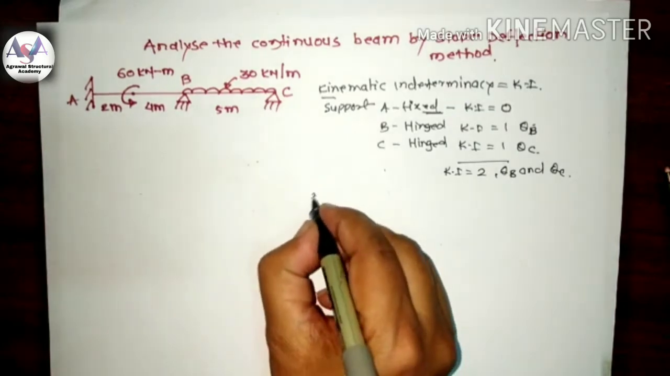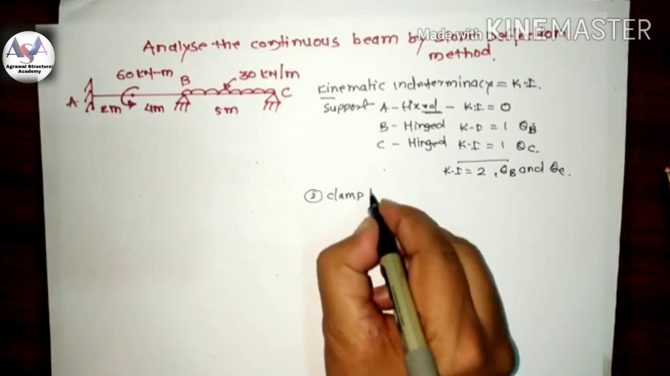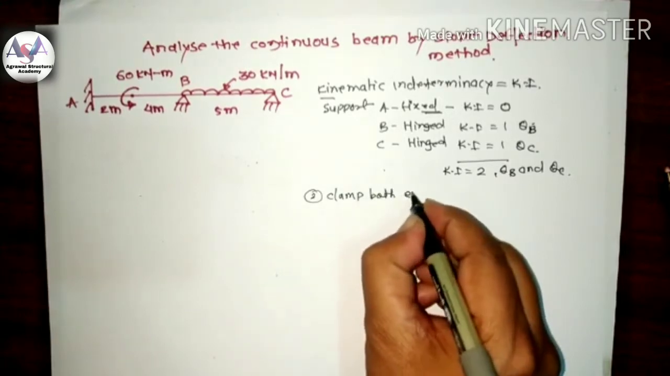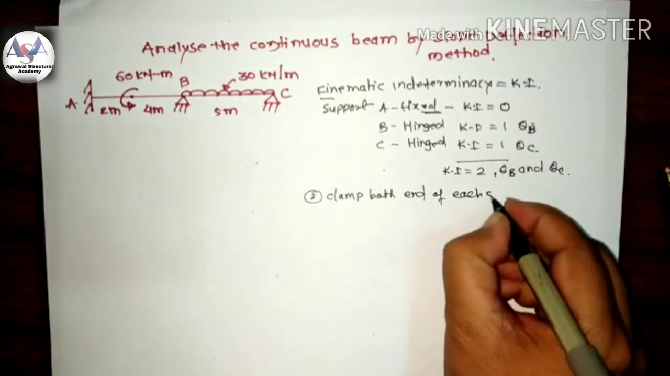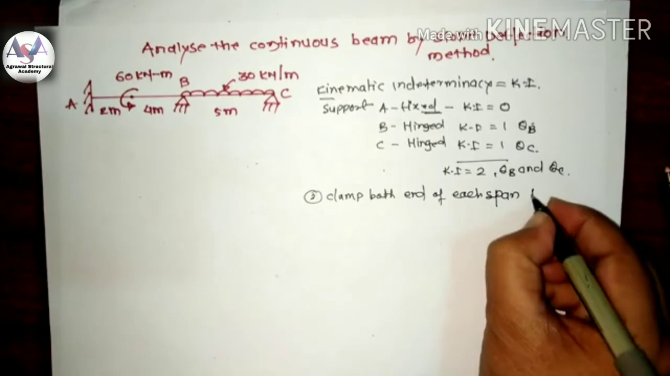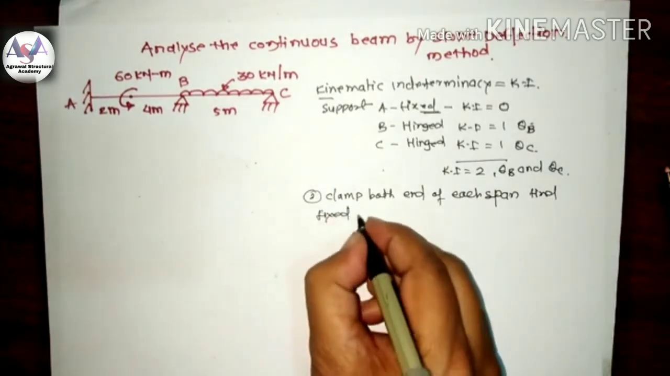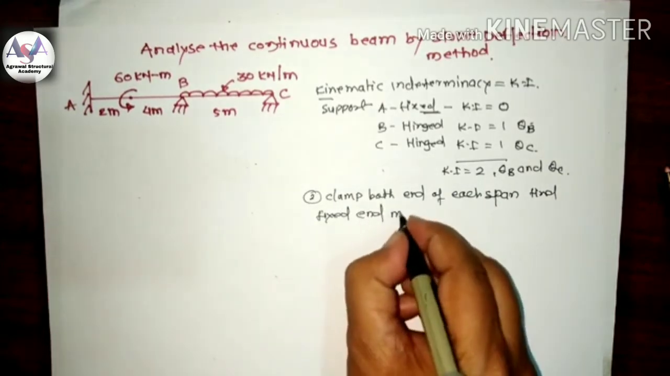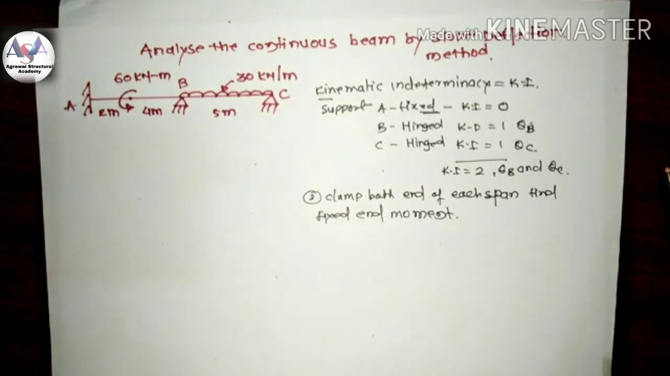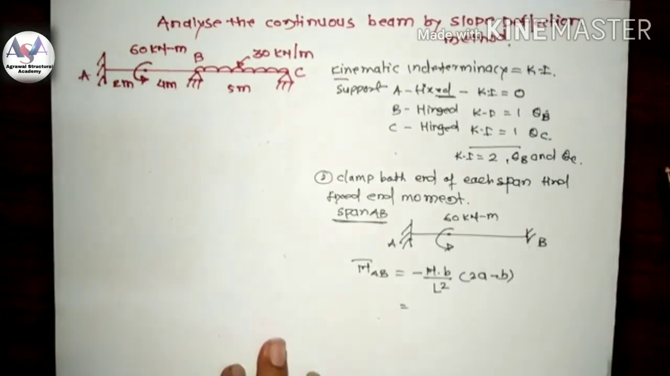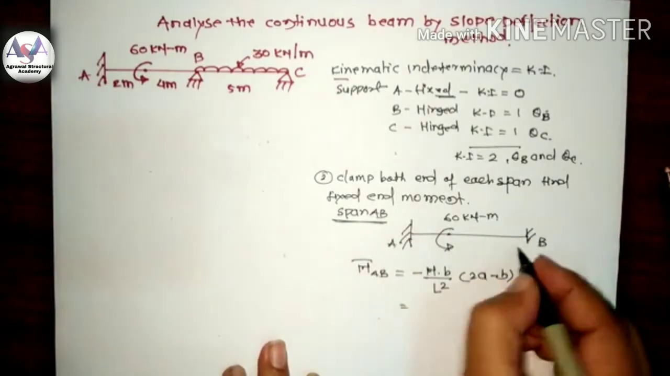Now the second step is to clamp both ends of each span and find the fixed end moment. Okay, so here this span AB is taken separately and clamped separately.